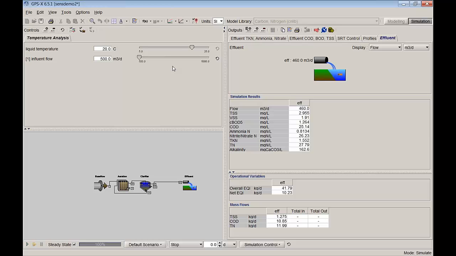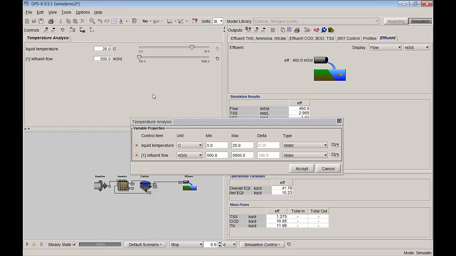Now, this is where the analyzer tool comes in handy. I can come up here. No, pardon me. First of all, I need to change the slider over to an analyze control. So I can right-click here, input control properties, and this is where I'm going to set which of these parameters I want to change. So here's influent flow. I'm going to go to analyze step, and you'll notice this becomes available for me to adjust.